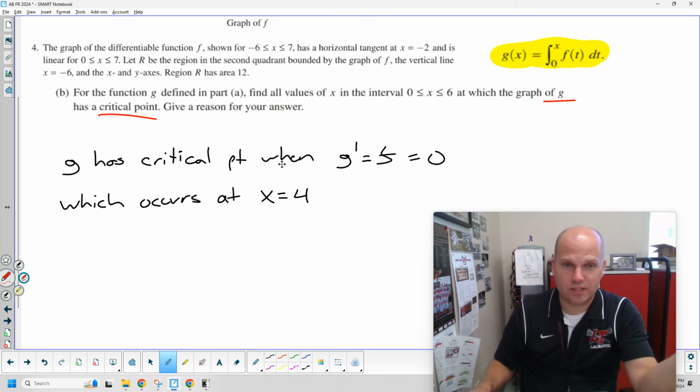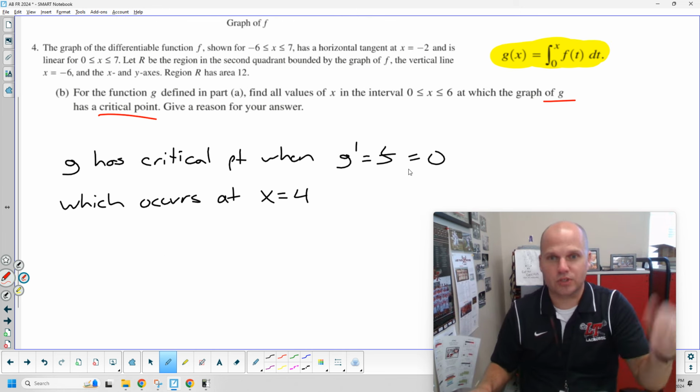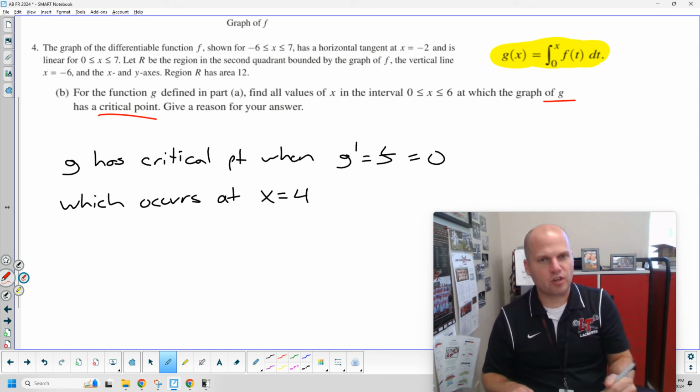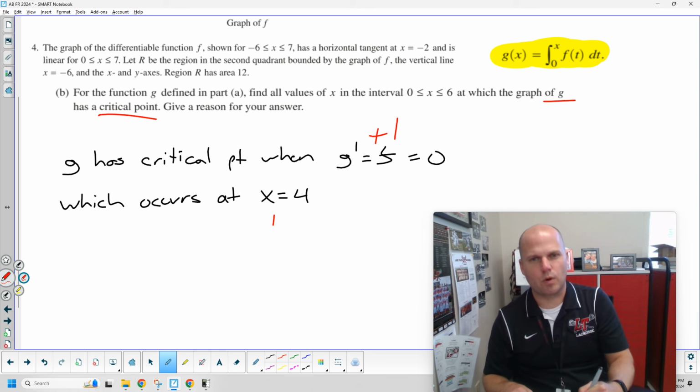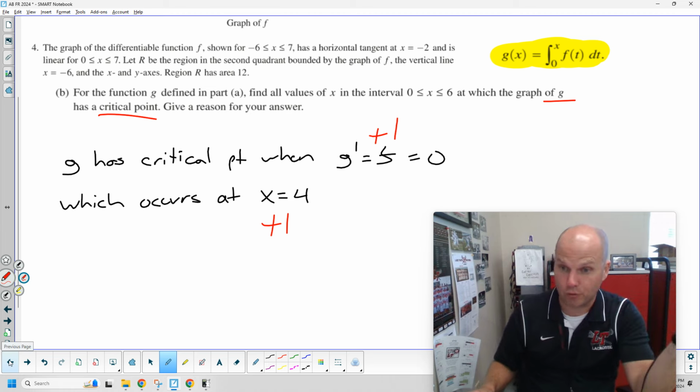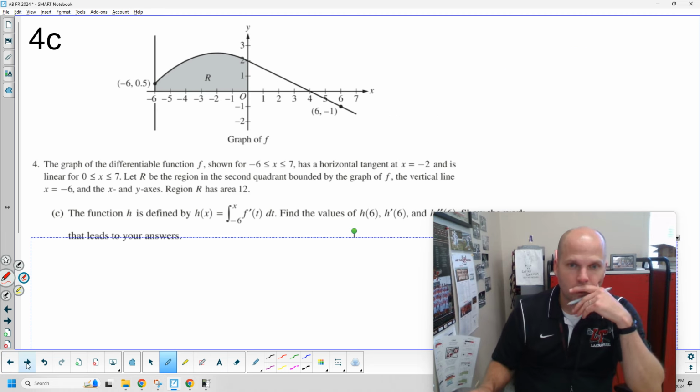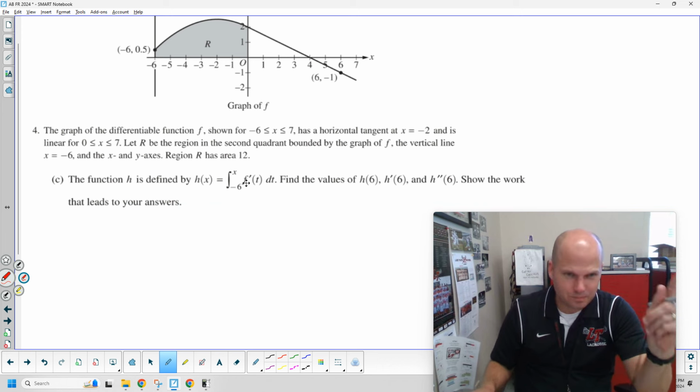What's your reason for your answer? We have a critical point when g prime, which equals f, equals 0. This probably could have been a global point, but I bet you this is worth 1 point. Previously, we had 3 questions, 3 points. Now we changed it up.